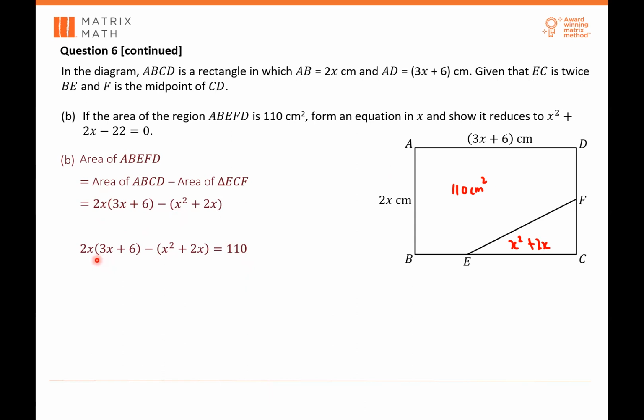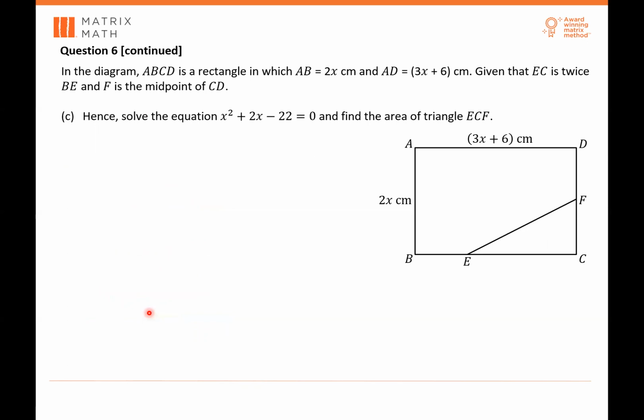Okay, so we have to simplify this equation. Open up your brackets. 2x times your 3x, I get 6x squared plus 12x minus x squared minus 2x and then minus my 110 equals 0. So I'm shifting all my terms to my left hand side. Simplify this. So 6x squared minus x squared, I get 5x squared. 12x minus 2x gives me 10x and then minus 110. Then you can simplify this further: x squared plus 2x minus 22, so dividing all these by 5. Okay? And then you put shown in brackets.